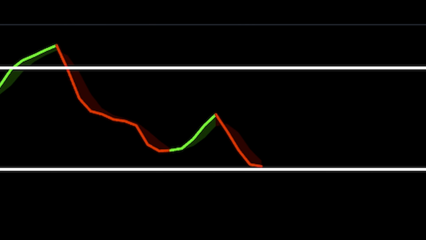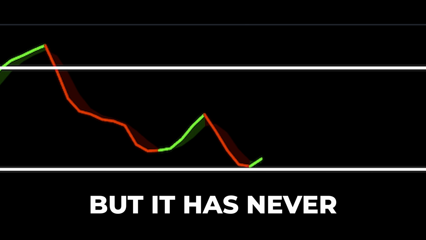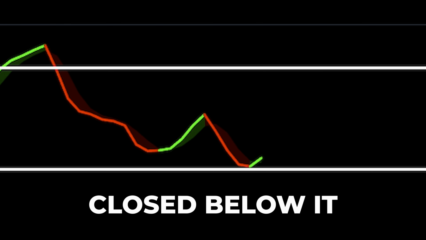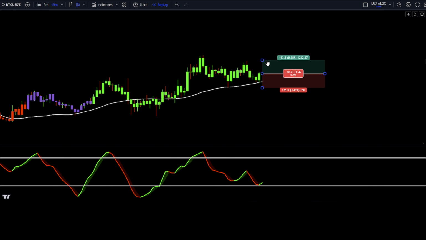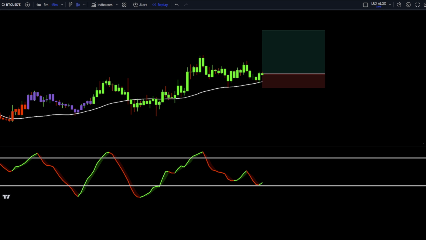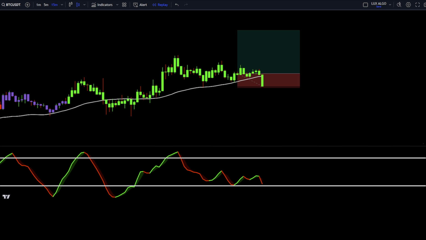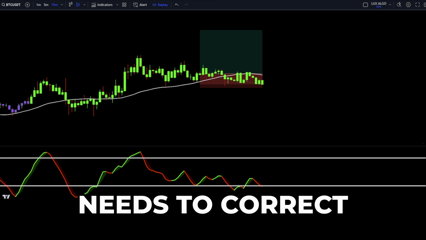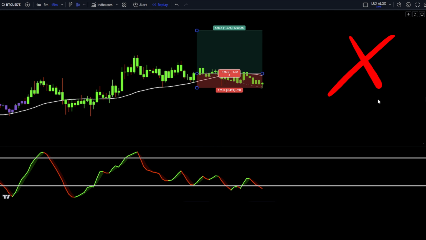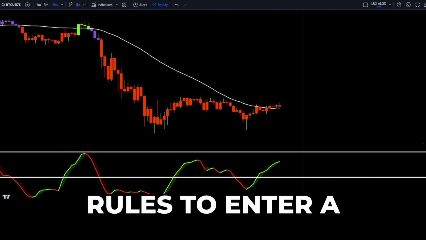Let me show you another example for an invalid long entry signal. As we can see here, the hyperwave is very close to the 40 level, but it has never crossed and closed below it. Do not make the mistake to FOMO in here, because it might result in a loss, even if the overall chart is uptrending, because a lot of times the price first needs to correct itself before the uptrend continues again.